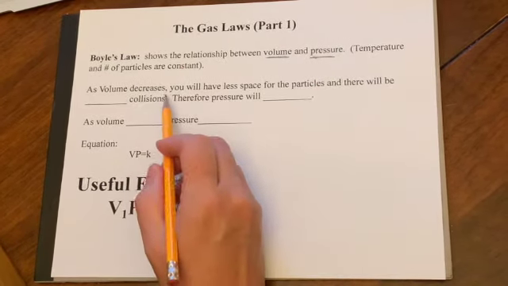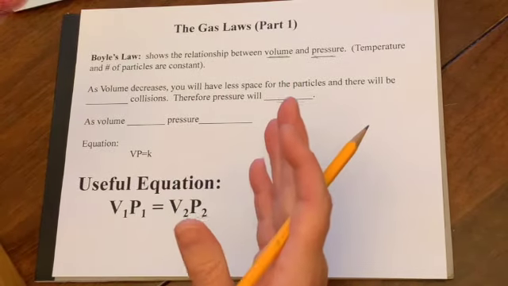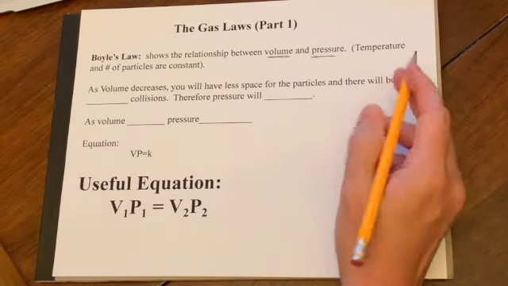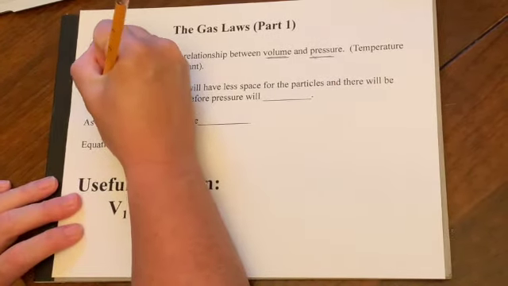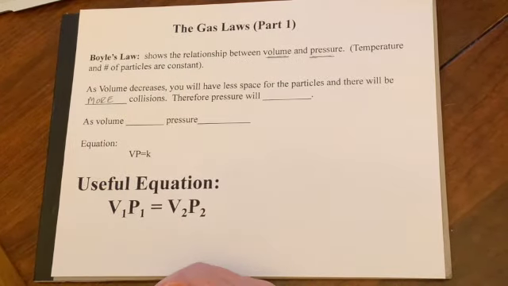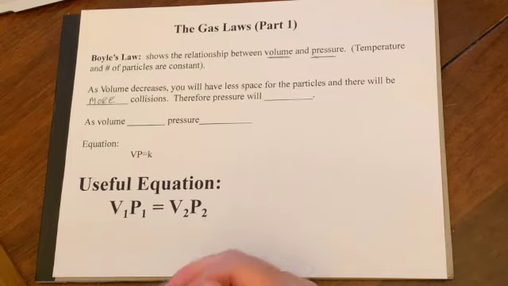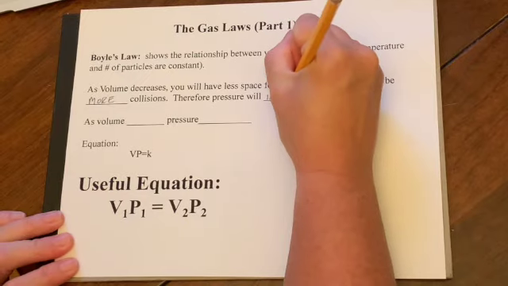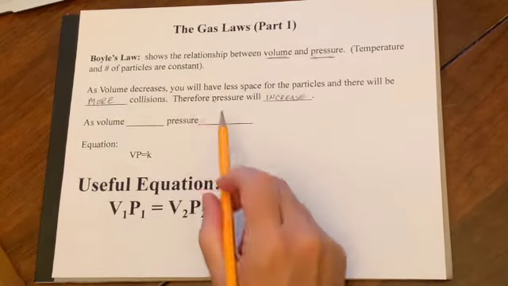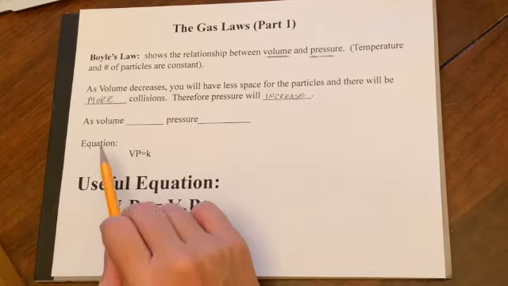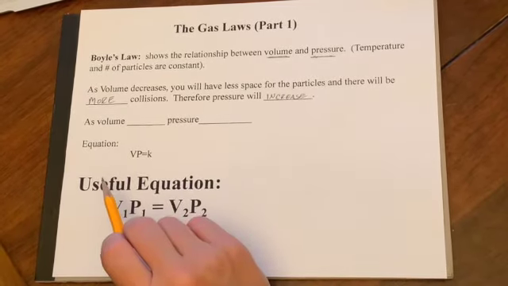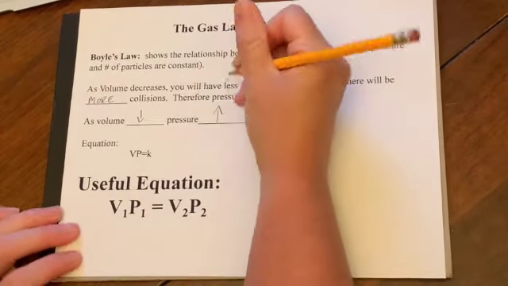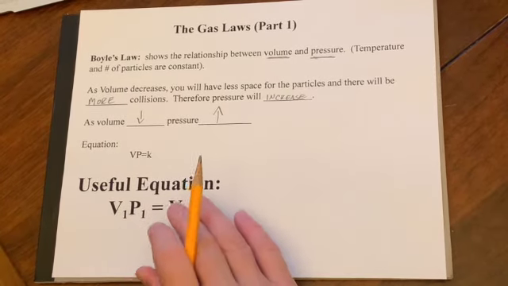Okay, so as volume decreases, you can imagine you have a container and it is getting smaller, you will have less space for the particles and there will be more collisions with the sides of the container. Because you get more collisions, you will have an increase in pressure. So as volume decreases, pressure increases. So we say that this is an inverse relationship.